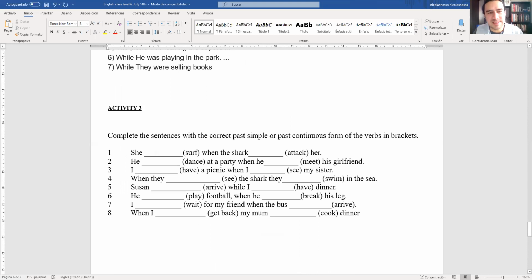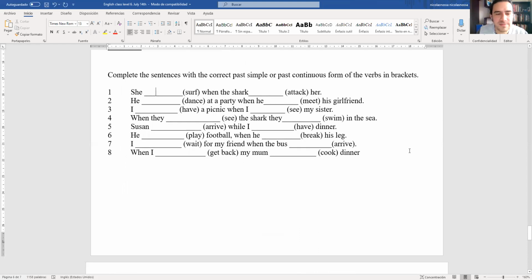Listo. Complete the sentences. Activity 3. Complete the sentences with the correct past simple or past continuous form of the verbs in brackets. Entonces, number one, complete. Tienen que escoger si acá la primera parte va con simple past or past continuous. Y lo mismo acá, ¿no? Ya les dan los verbos en paréntesis. So you have to create a sentence, okay? Using these verbs. And deciding if the first part goes with simple past or past continuous, depending on the context. Remember the rules, ¿no?